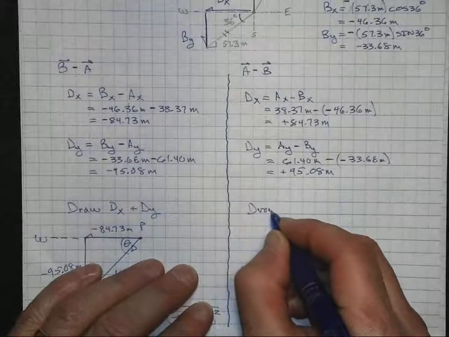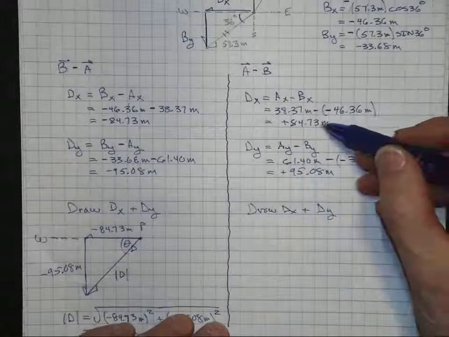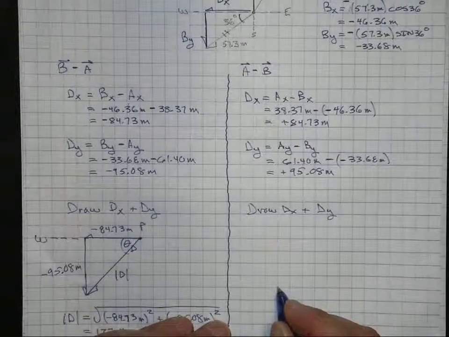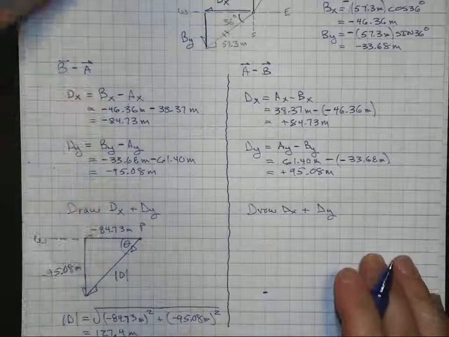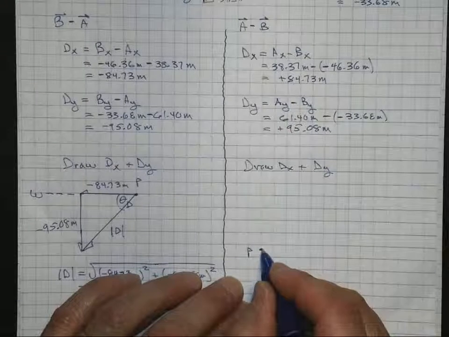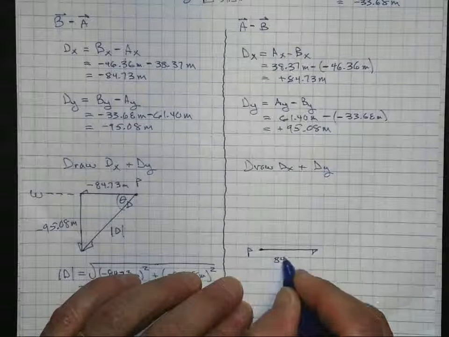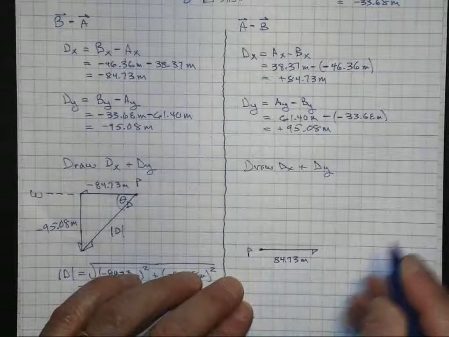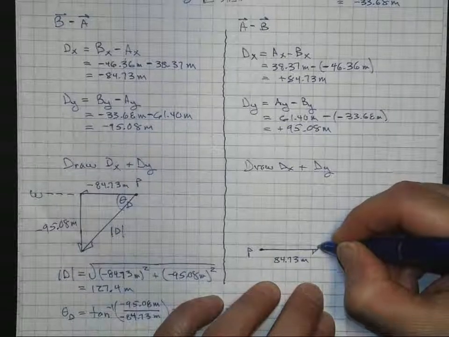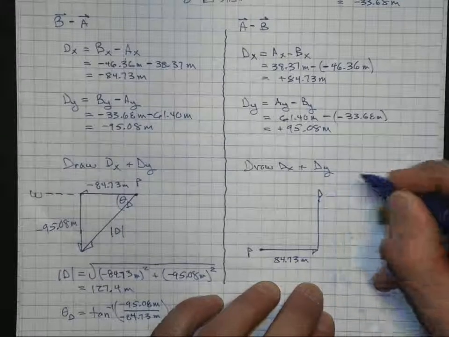Let's draw it quickly. dx plus dy. Again, details matter. We're going to go over and up, so it's going to be in quadrant 1. So I'm going to come down here, give ourselves a little breathing room. Okay, I'm going to scoot this up so you can see it. There's point P. We're going to go over like so. This is 84.73 meters. That's the dx. Head to tail, the tail of the y at the head of the x going up. It's a little bit longer. Comes up about like so, just so we get something that's proportional.